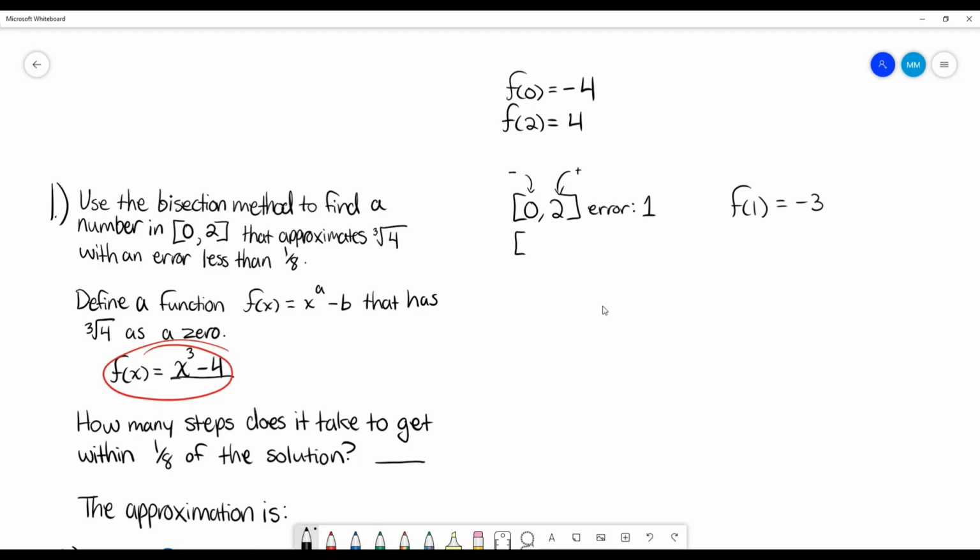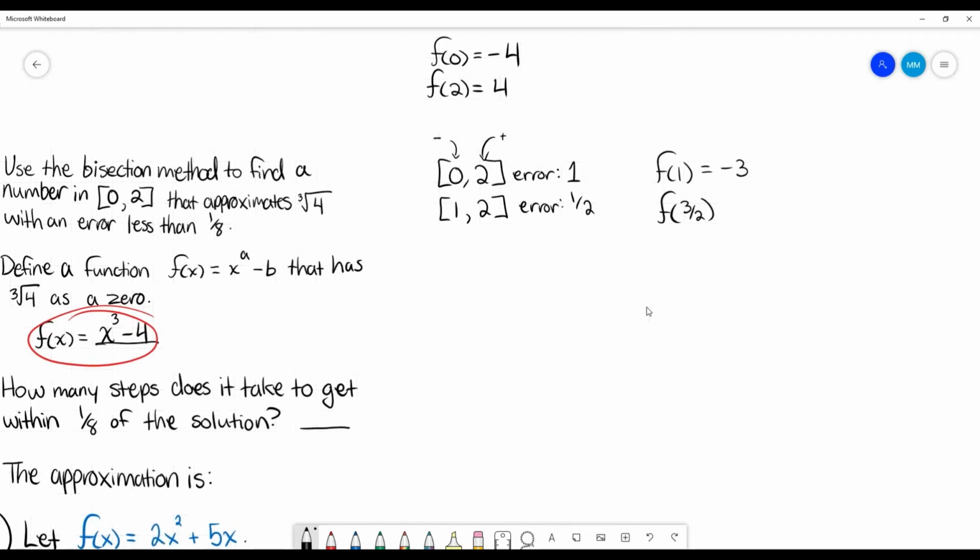We're going to plug in that 1 instead of the 0 to replace our negative end of the interval. So now our new interval becomes 1 to 2, and this has a maximum error of 1/2. So now we need to cut our interval in half again. What value is right in between 1 and 2? Well, that's going to be 1.5, or I'll use fractions for this, 3/2.